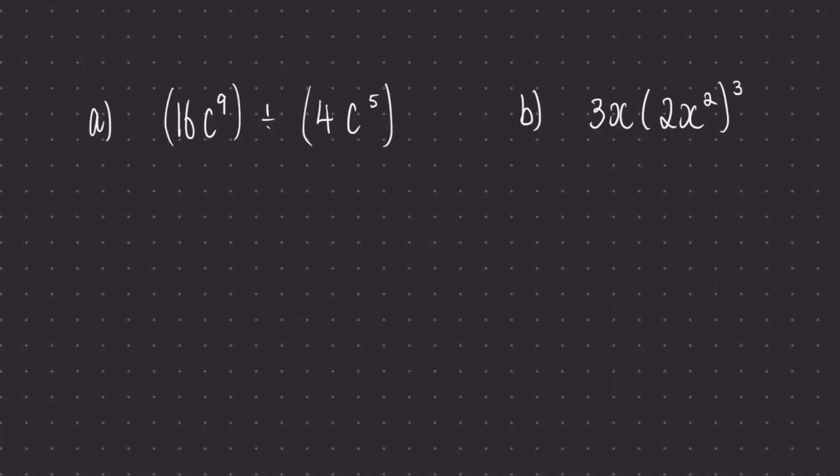Let's take a look at two examples that are slightly harder than the previous ones that we looked at. So on the left-hand side here, I have a division of these two brackets. Now I would suggest whenever you get a question like this, just transform it into a fraction first. So what I'm going to do is write it out as 16 c to the power of 9 divided by 4 c to the power of 5.